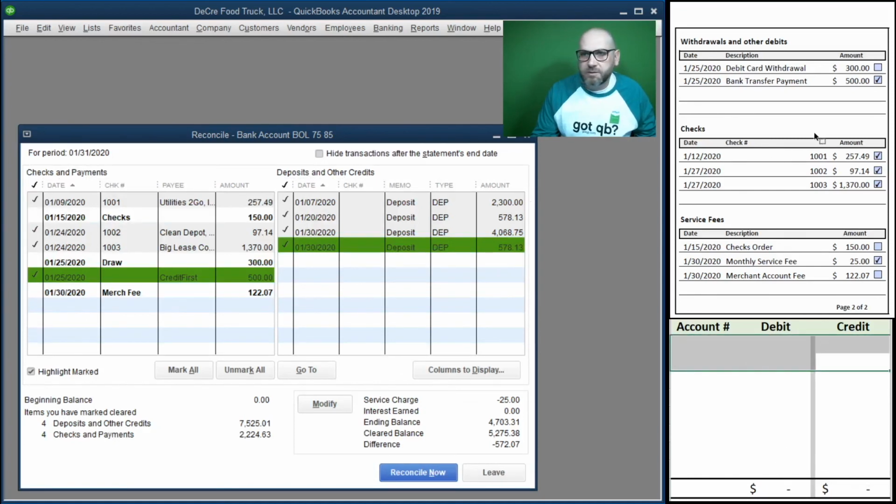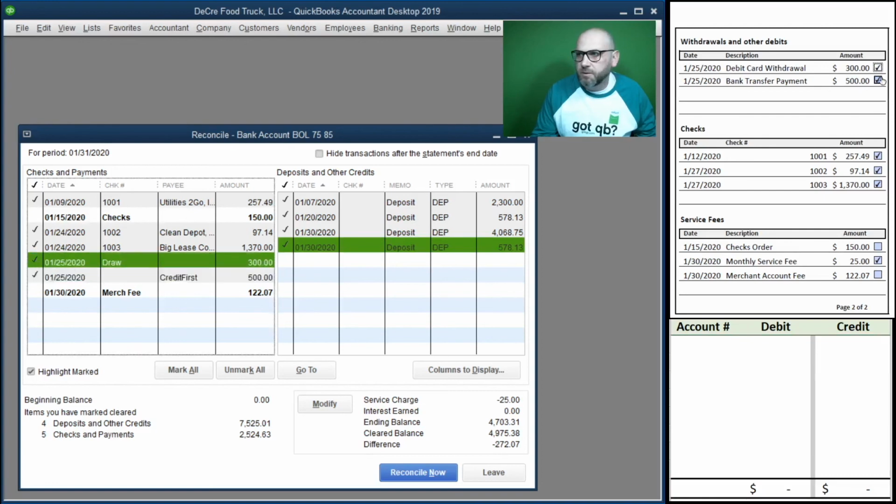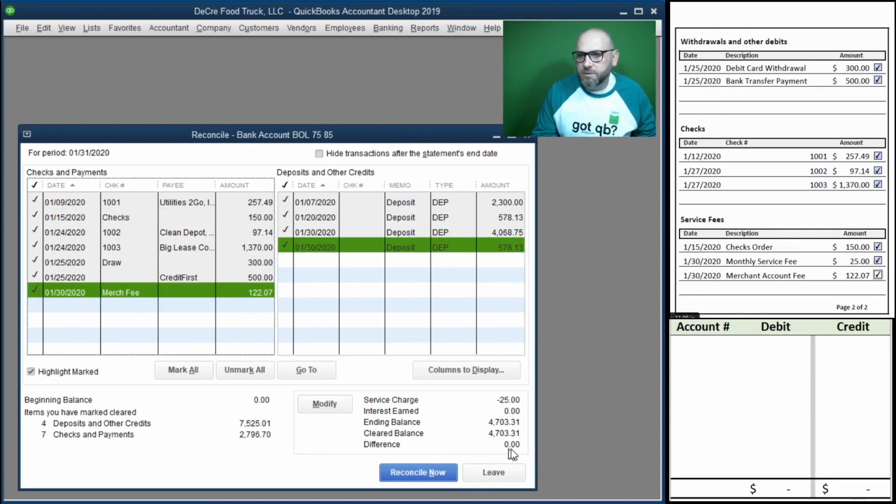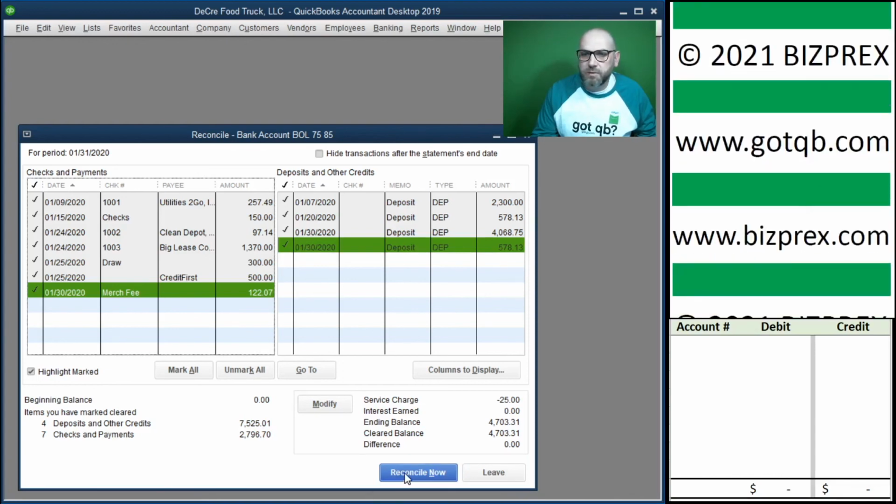All right, so let's reconcile the rest of it. See, the beauty again of reconciliation in QuickBooks, you don't have to exit reconciliation to book missing entries. We just did it on the go. We have them right here. So again, 300, 300, 150, 150, and our difference is 0. All right, we finished reconciliation. We are in agreement. So let's go ahead and reconcile now.